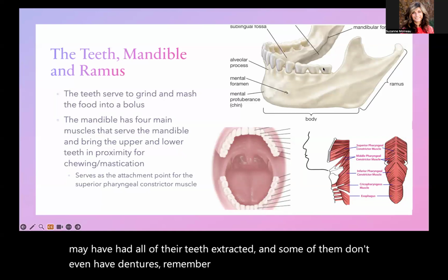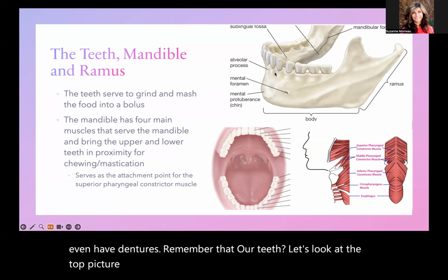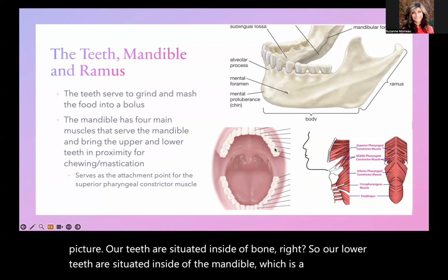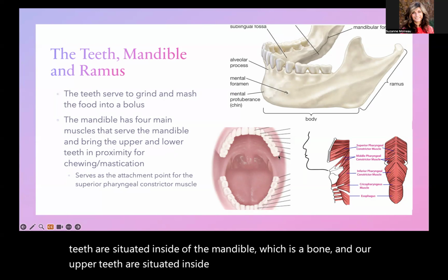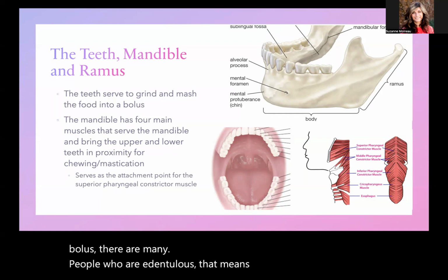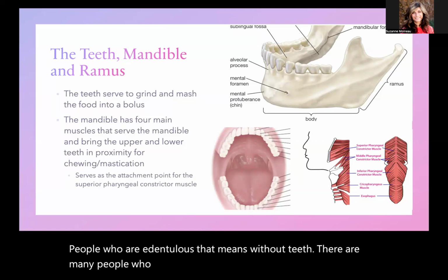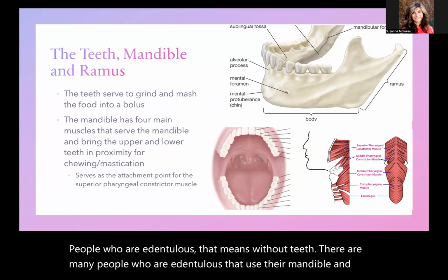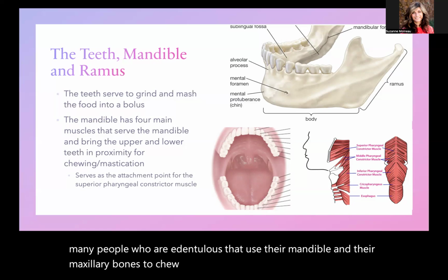Remember that our teeth, let's look at the top picture, our teeth are situated inside of bone, right? So our lower teeth are situated inside of the mandible, which is a bone, and our upper teeth are situated inside of the maxillary bone, which is a bone. And so while teeth serve to grind and mash food into a bolus, there are many people who are edentulous, that means without teeth. There are many people who are edentulous that use their mandible and their maxillary bones to chew and grind material. It's bone, just like teeth are bone.